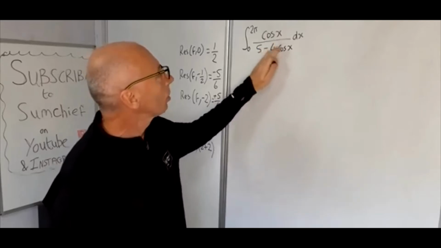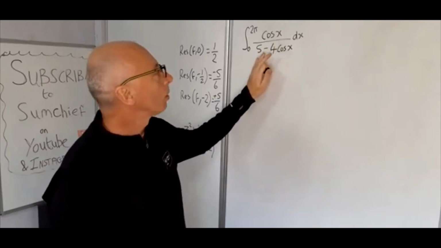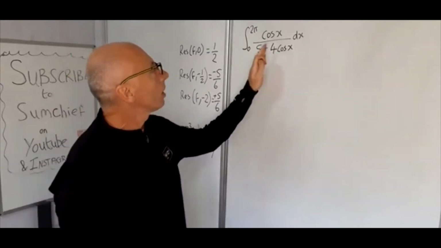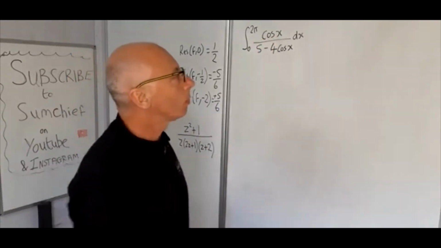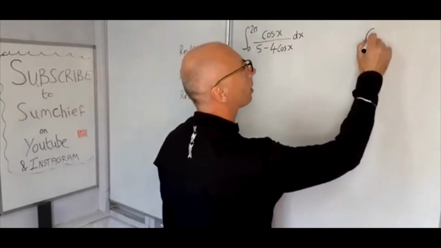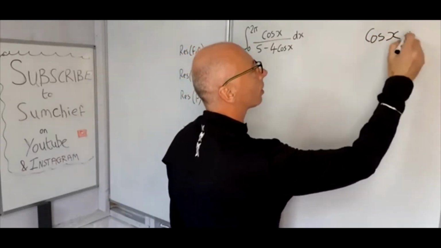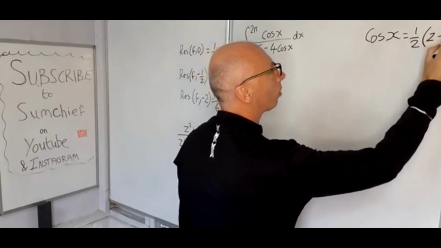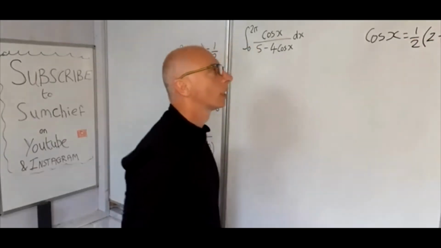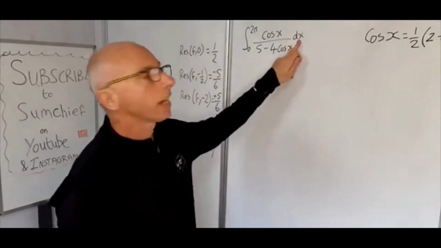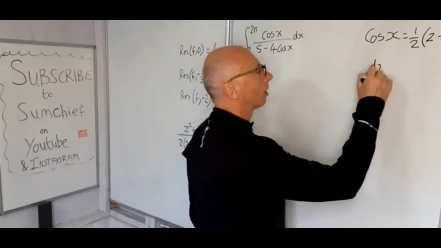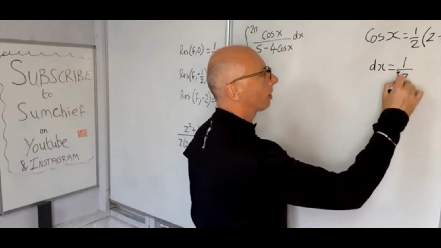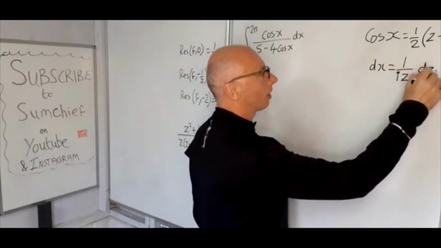So we're going to change all these values into complex values with z. So to change cosine x, we'll make the substitution half z plus 1 over z. Okay, and then the dx, we change that to 1 over iz dz.